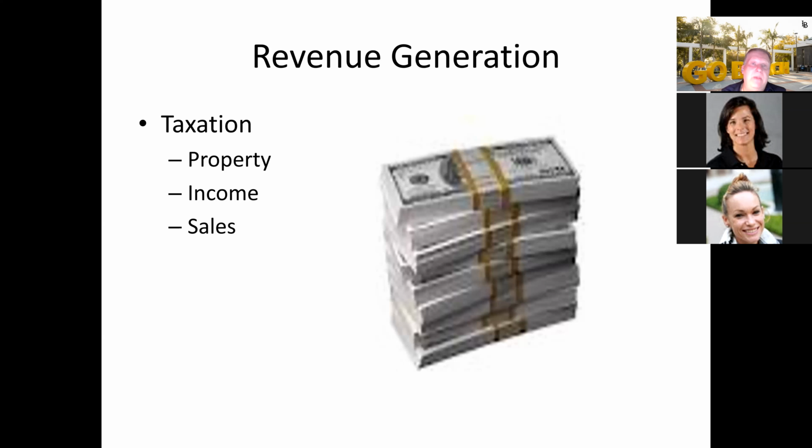Then the third type is a sales tax or a consumption-based tax. Sales taxes are much different than property and income taxes in that property and income taxes are based upon an ability to pay principle. We determine the person's ability to pay before we figure out how much they owe in taxation. So in property tax, your ability to pay will be the value of your home, the assessed value of your home. In income taxes, your ability to pay is measured by your adjusted gross income.